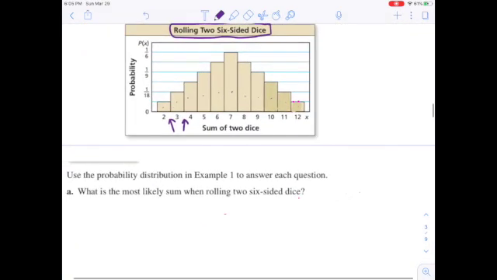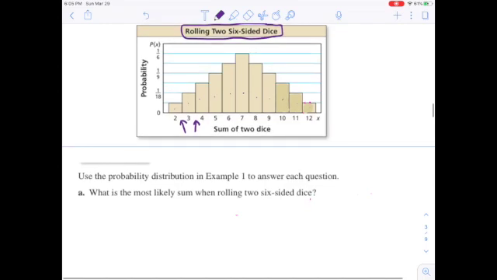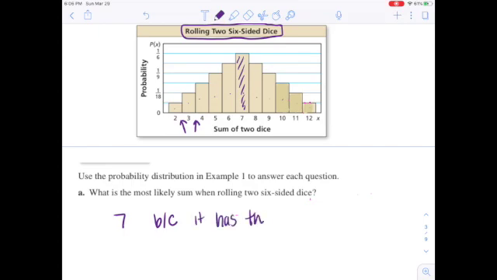So you can answer a few questions about this probability distribution here. What is the most likely sum when rolling 2 6-sided dice? So which one most frequently occurs? And you can see that definitely the 7 happens the most, okay? So we'll label it as 7, and that's because it has the greatest probability.